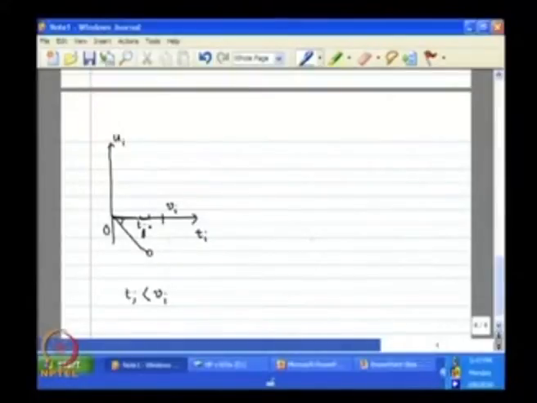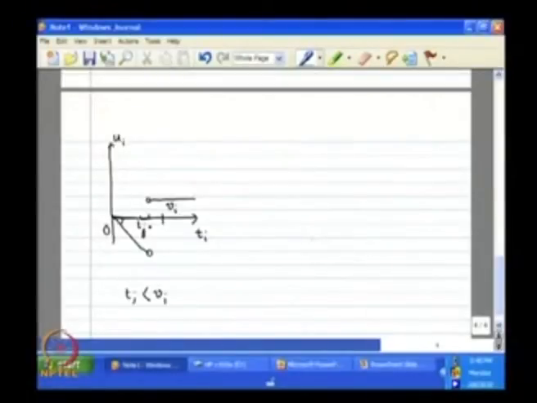And if Ti is greater than Tj, then player J is conceding first, player I is getting the object, and what it is getting is Vi minus Tj, and Vi minus Tj remains as it is as Ti goes on rising. So, this is the line.